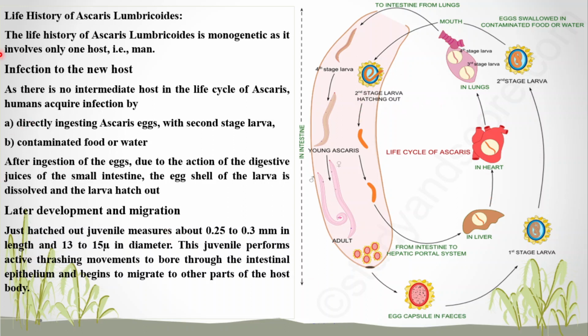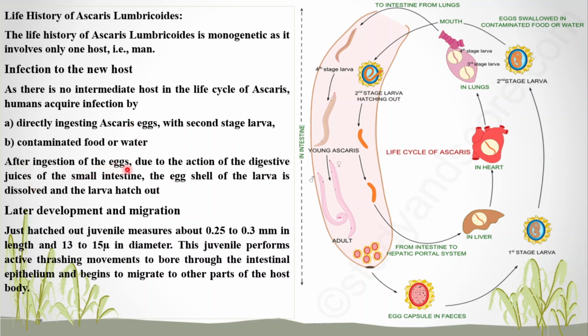These are some points of the life history of Ascaris. The life history of Ascaris lumbricoides is monogenetic, as it involves only one host, that is man. Infection to the new host: as there is no intermediate host in the life cycle of Ascaris, humans acquire infection by directly ingesting Ascaris eggs with the second stage larva, or contaminated food or water. These two are the reasons from where the infection gets entry inside the human body.